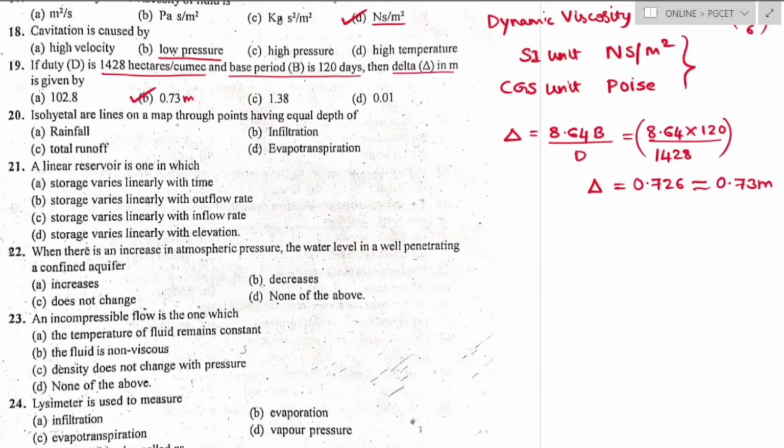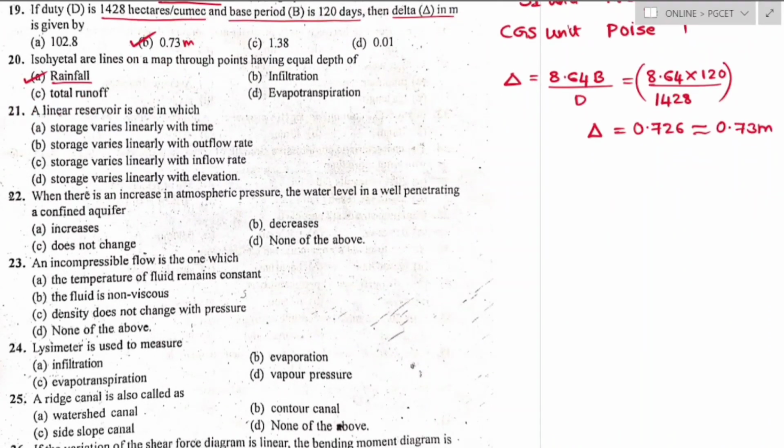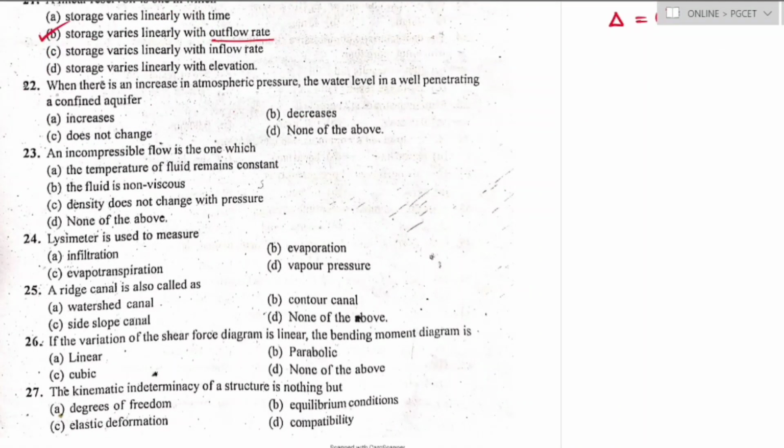Question number 20. Isohyets are the lines on the map through points having equal depth of rainfall. Isohyets are the lines that connect the two places on a map that receive the same amount of rainfall in a given period. So option A is the right answer. Question number 21. A linear reservoir is the one in which storage varies linearly with outflow rate. So option B is the right answer.